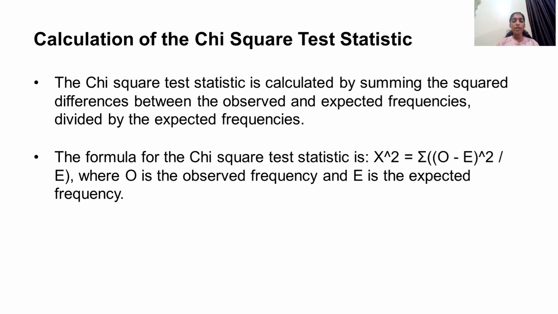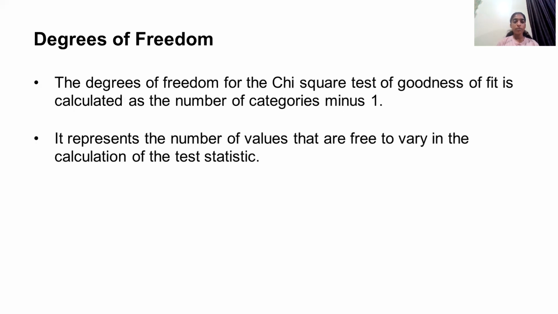Calculations of chi-square test statistic. The chi-square test statistic is calculated by summing the squared differences between the observed and expected frequencies divided by the expected frequencies. The formula of chi-square statistic is χ² equals summation of (O minus E) whole power 2 divided by E, where O is the observed frequency and E is the expected frequency.